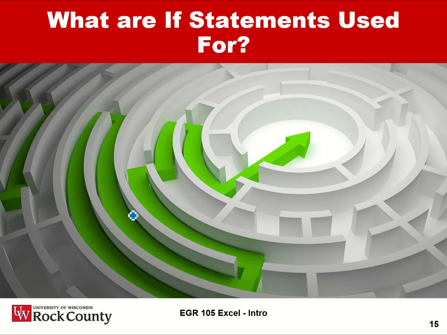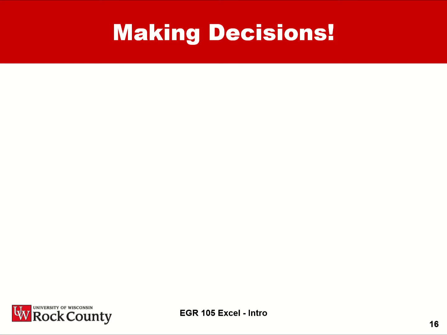A lot of times we have more complex ones, right? We may be going down a path in a maze, and do I go straight or do I go right? I may go right and then come around again. Do I go straight? Do I go left? These are all decisions trying to get us to the final goal. That's a more complex situation, and we'll look at that in just a minute. So these if statements really are for making decisions.